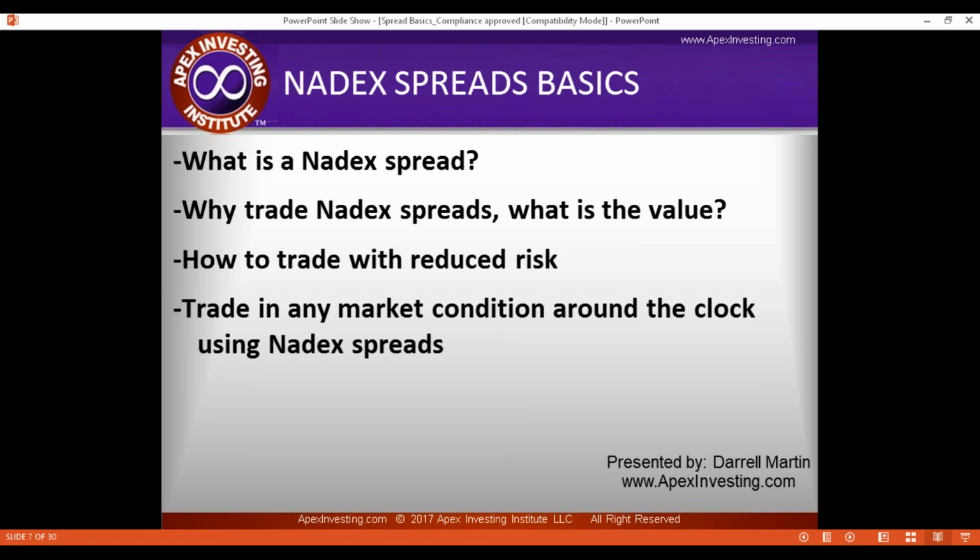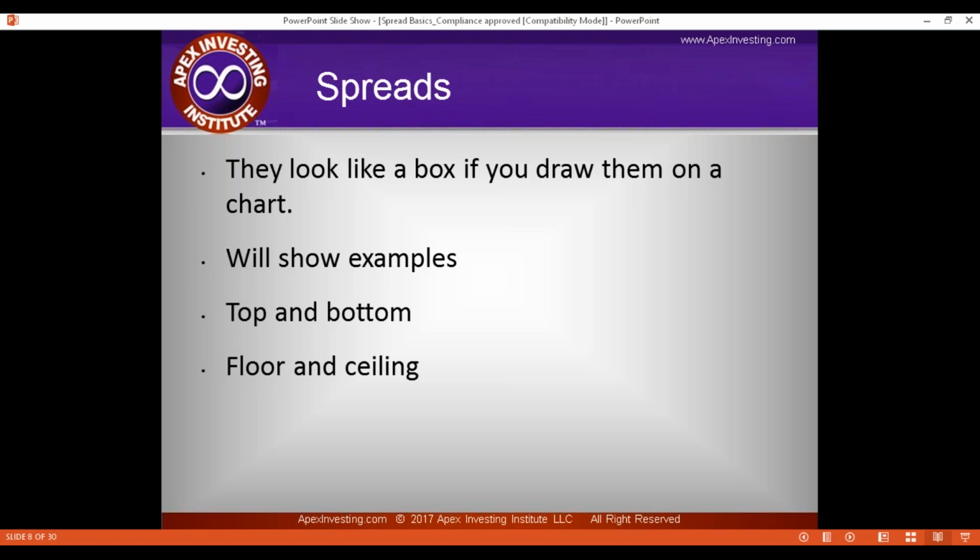So today, Nadex spread basics. What is a Nadex spread? What's the value of a spread? How do they work? Why trade them? How to trade with reduced risk? And how to trade in any market condition around the clock with Nadex.